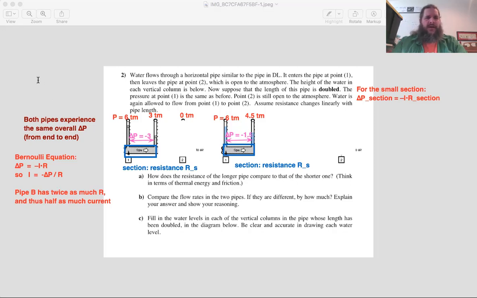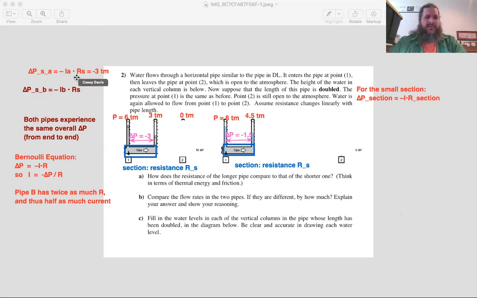Yeah, if we have delta pressure in the section of pipe A is negative current in A times resistance of just that section, and we happen to know that that equals -3 tick marks. If we compare this to B, delta pressure in this same section of B is going to be -IB times resistance of the section, which is the same. But what do we know about current B? It's 1/2 current A. Right.